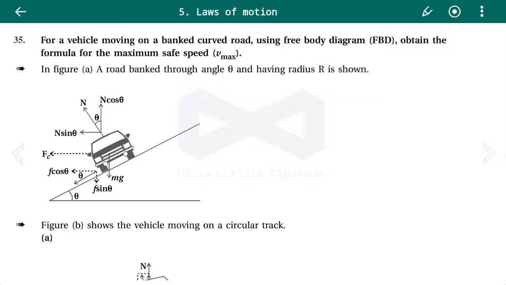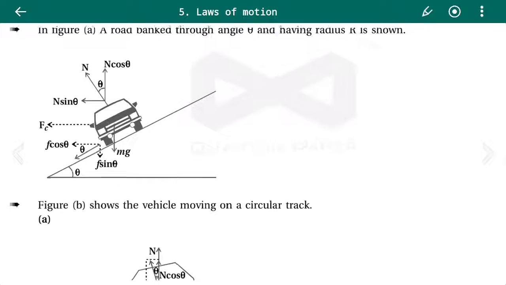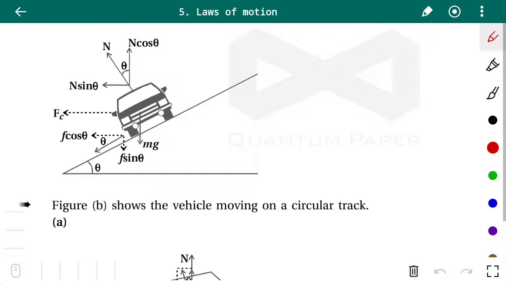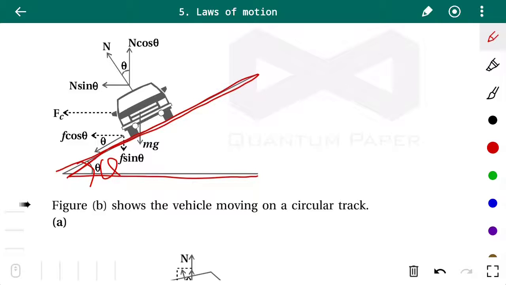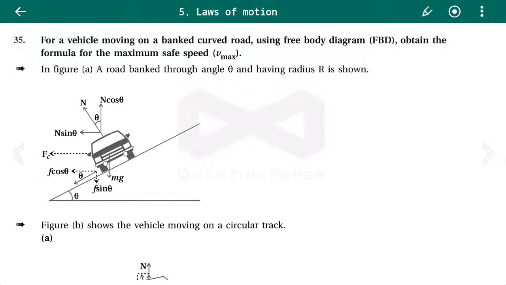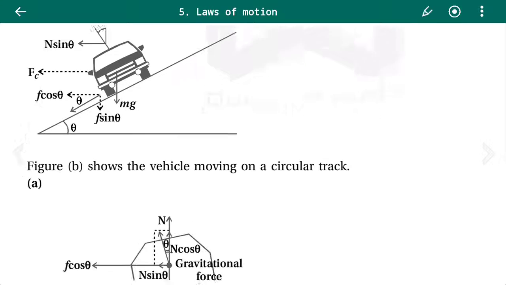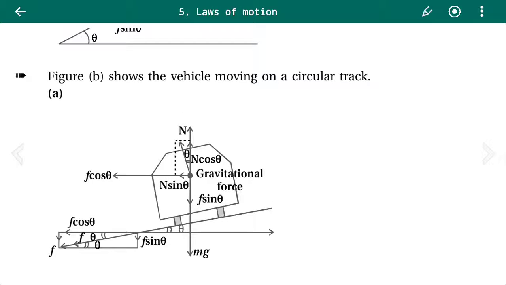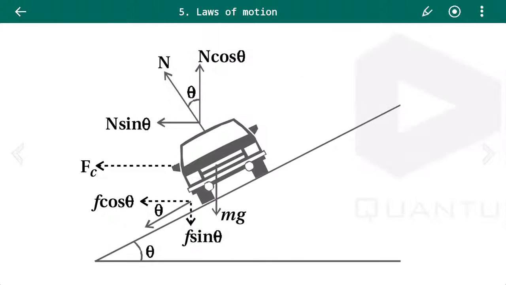So in the figure, a road banked through angle theta and having radius r is shown. Here, as we can see, the road is banked, that is, a bit inclined, making an angle theta, and it is curved, making a circular path having radius r. Figure B shows the vehicle moving on a circular track. So first of all, let us understand this figure.